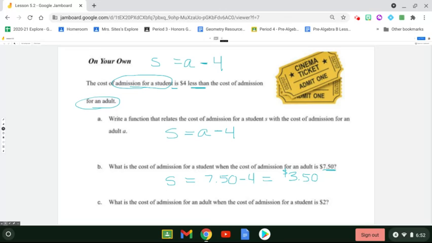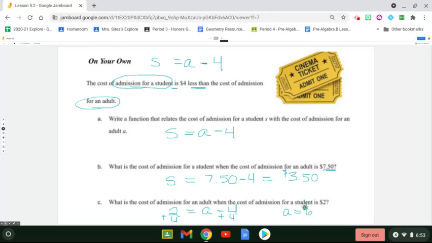All right, and then finally for part C, it says, what's the cost of admission for an adult when the cost of admission for a student is $2? Okay, so if we go back up here to the function rule, this time we're saying that the student is $2. So 2 goes in for S. We want to see what the adult is. So we have to solve this equation. So to get A by itself, we're going to add 4 to both sides. And that would mean that the cost of admission for an adult would be $6.